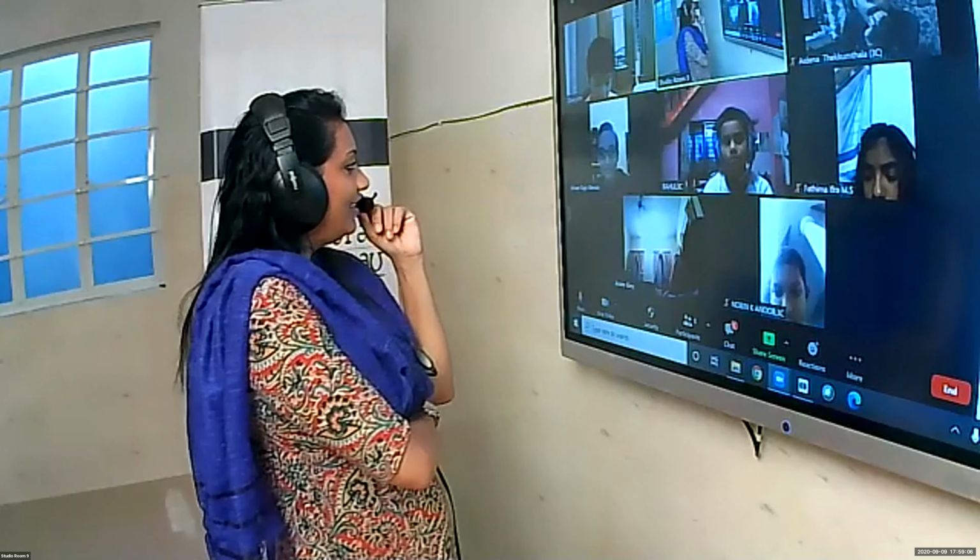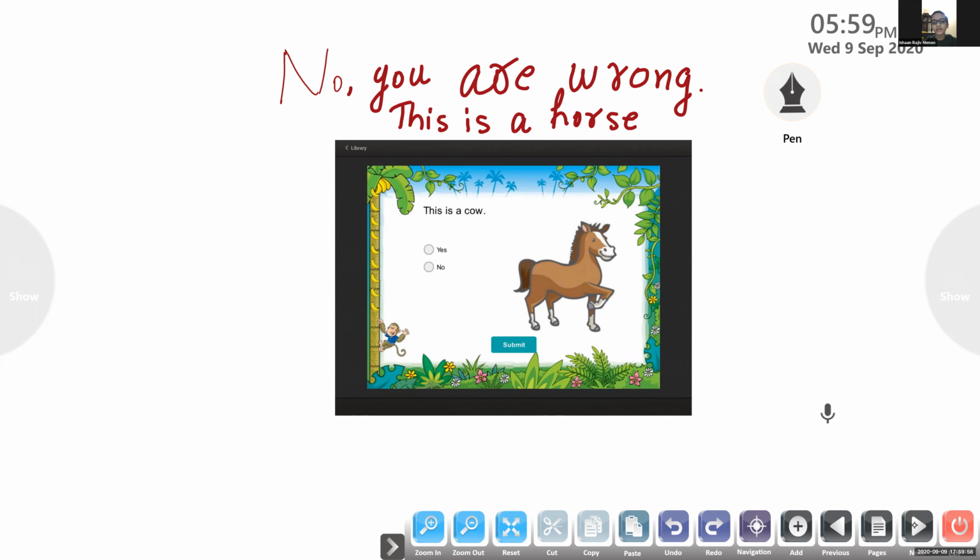Let's look for the next slide. This is a cow. Do you agree with the statement, Ishan? No. Then you are wrong. This is a horse. It's a horse. This is a horse. No, you are wrong.